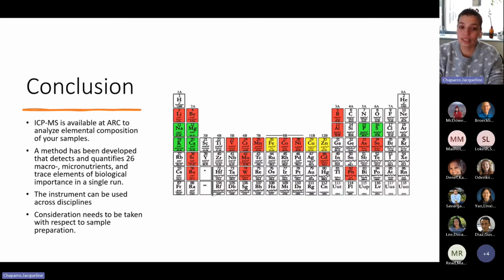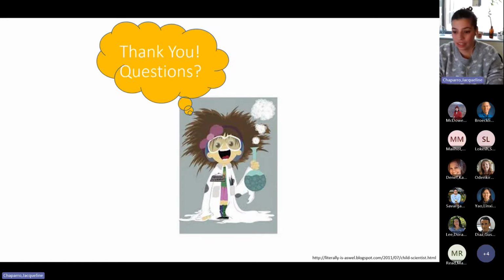And just because this method has been available for 26 elements does not mean that it's only limited to that. Depending on the elements of interest, we can make different methods to be able to analyze those elements of interest to your work. And consideration needs to be taken with respect to sample preparation. Thank you, and any questions?